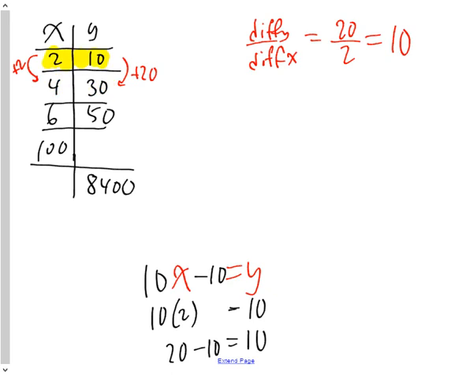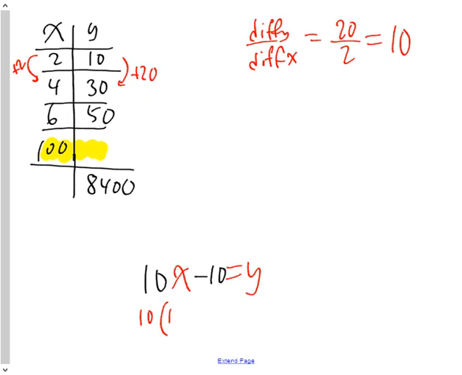So because those are all true, when I slip down to this one, if I substitute 100 into here, so 10 multiplied by 100 minus 10 is 1,000 minus 10, which is 990 for the y. So that means the corresponding y value is 990.